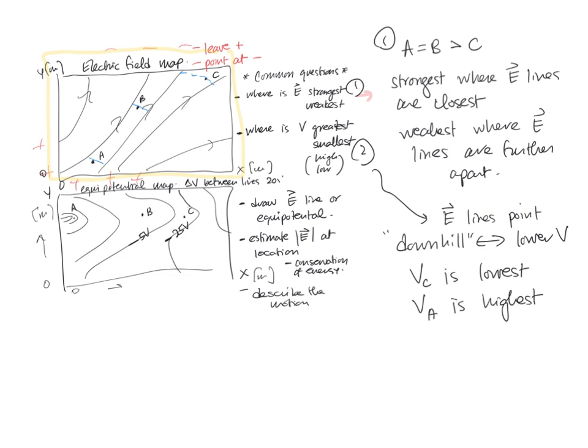We don't know the absolute values of these, but we can say that the potential at A is higher than the potential at C because it is the furthest uphill. C is the furthest downhill. C is the lowest potential because it's the furthest down the field line.